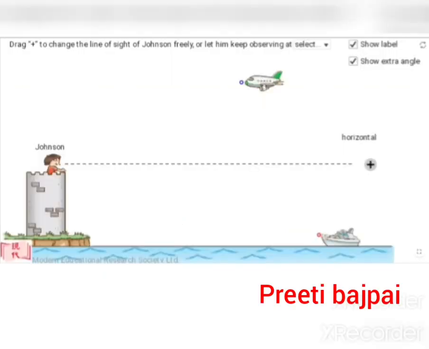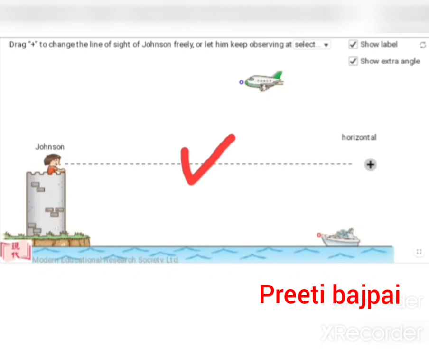Students, to understand the concept of angle of elevation and angle of depression, you can see in the picture there is a boy who is sitting on a tower, and one plane is flying above his head, and there is a ship in the sea which is below the horizontal line. The horizontal line is the straight line we make when we look forward, with the object.